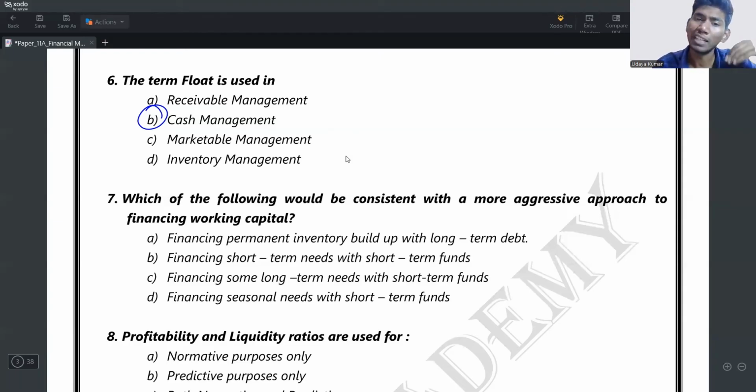Whereas other options, like financing permanent inventory build-up with long-term debt, are a conservative approach as it matches long-term financing with long-term needs, which reduces the risk. There is no aggression, right? And coming to option B, financing short-term needs with short-term funds.